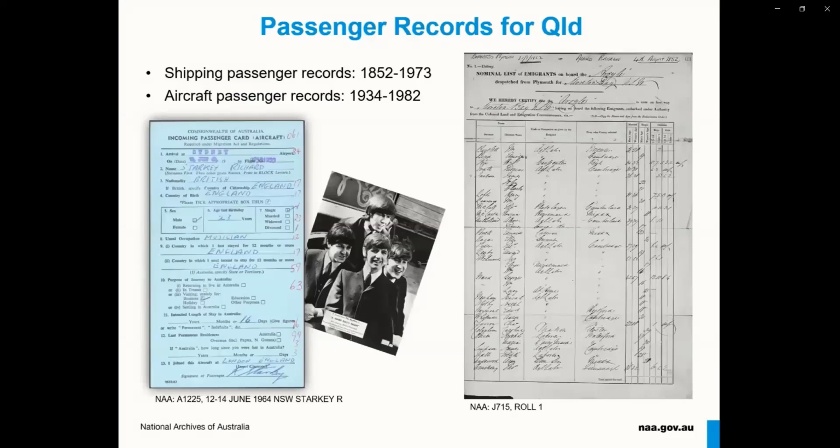Brisbane holds inwards and outwards ships passenger lists for all Queensland ports from 1852 to 1964. The image on the right here is the earliest passenger list we have for Brisbane, Moreton Bay, the Argyle, arriving on the 4th of August, 1852. For aircraft passengers, the archives holds passenger cards from 1934 and up to the late 1980s in Canberra, including this 1964 arrival card for Richard Starkey, or Ringo Starr, from the Beatles.